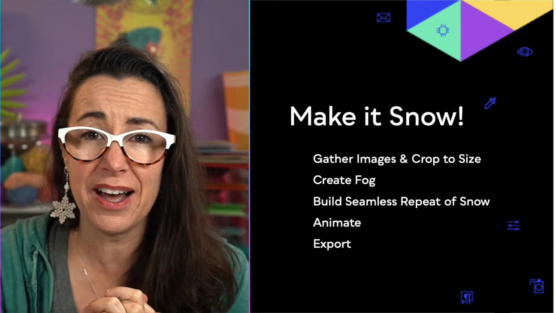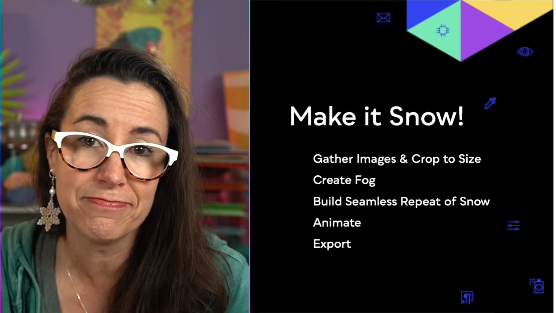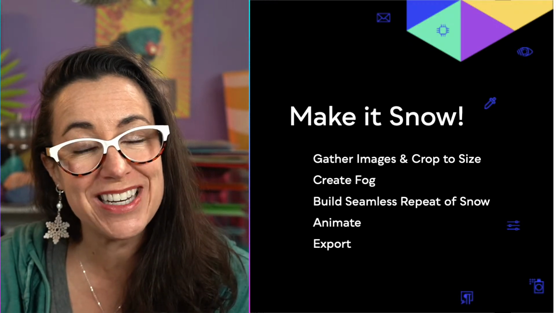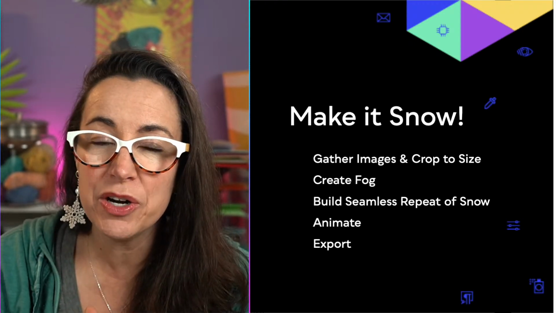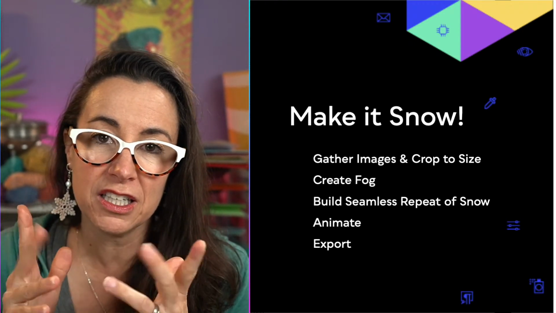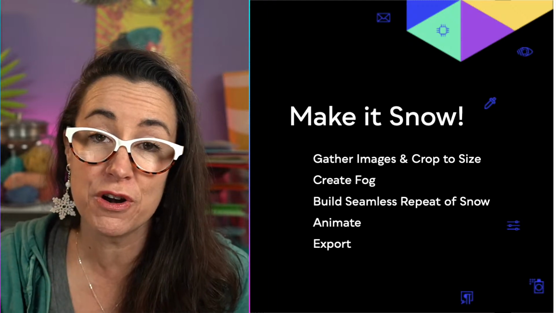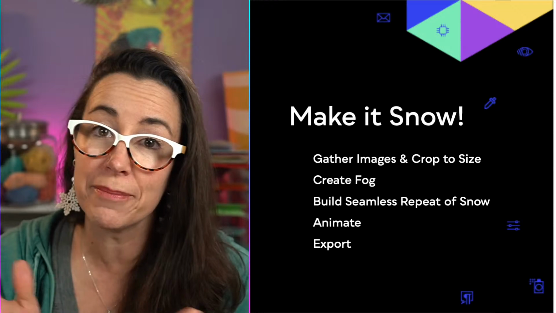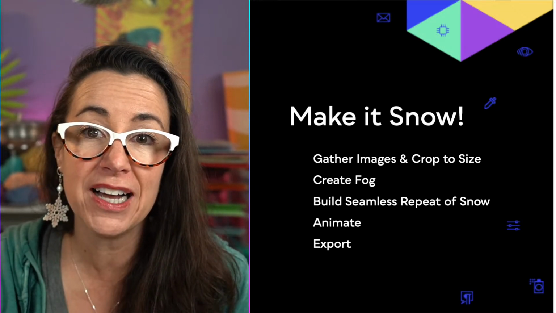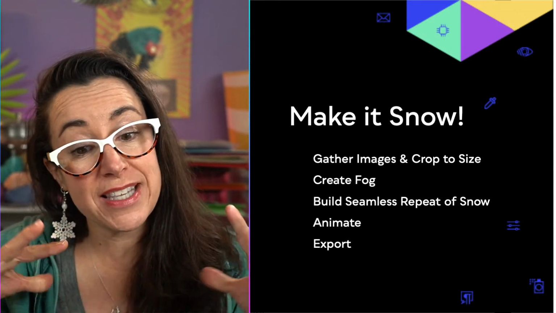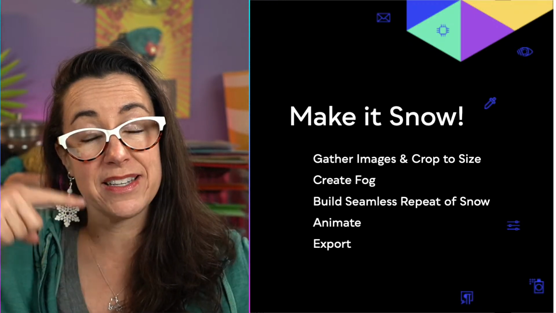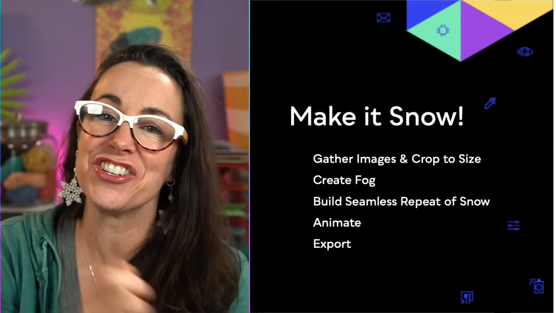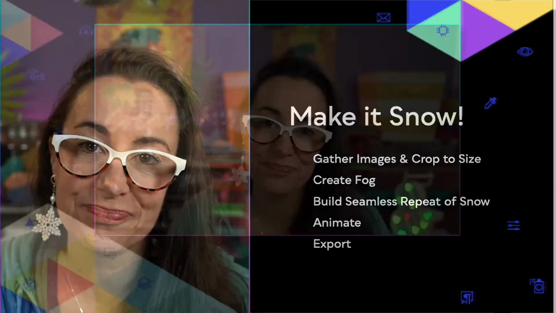We're also going to add some fog to the image in this case because I figured, if you are making it snow in a scene, you do kind of want it to have that foggy look. Maybe you're using a photo that was captured on a snowy day, so you might have it. But if you don't, I'm going to show you how to add some fog. Then we're going to set about building the seamless repeat of the snow, and then we'll animate it, and then I'll show you how to export everything.